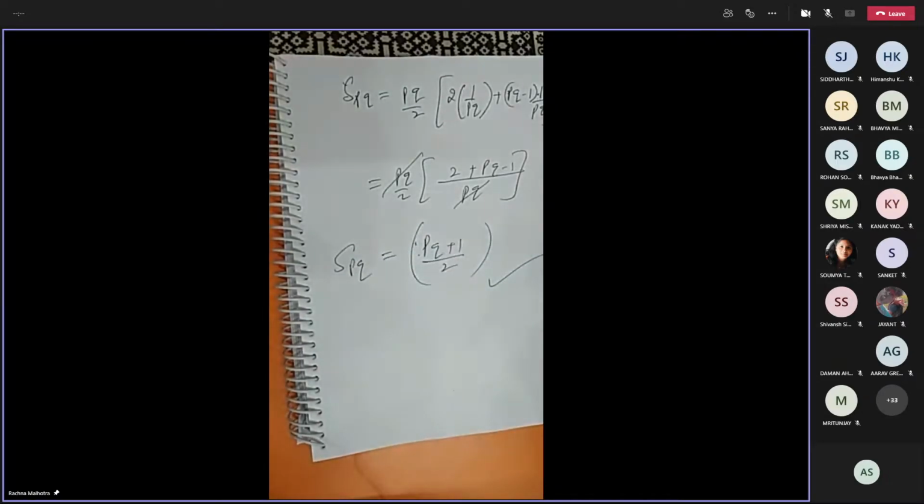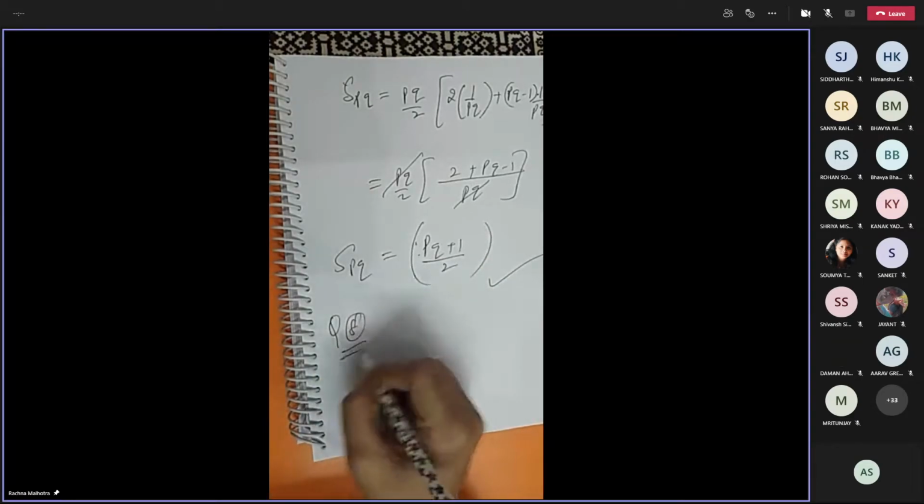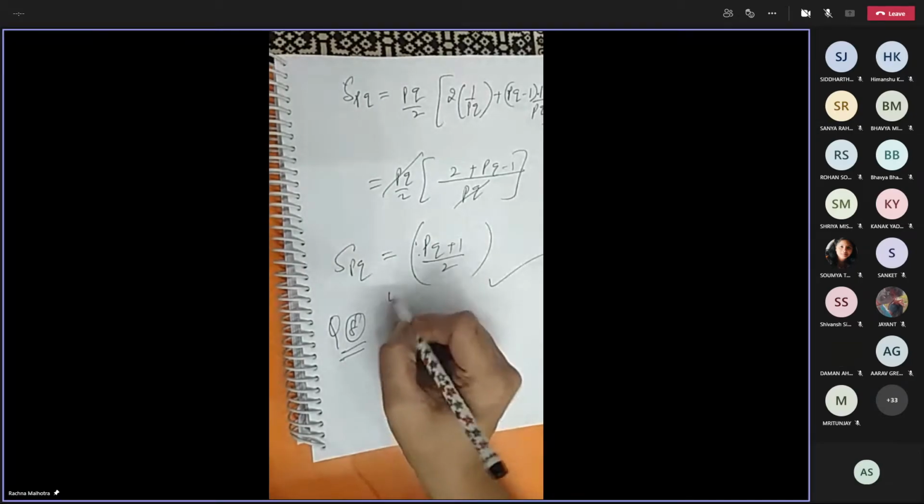Sum to PQ terms. Okay, question number 6, I'm not explaining, it's very simple. You have to just find the last term. Question number 7 is simple. Question number 8 I'm writing now. Please dictate question number 8. Questions 6 and 7 are homework.